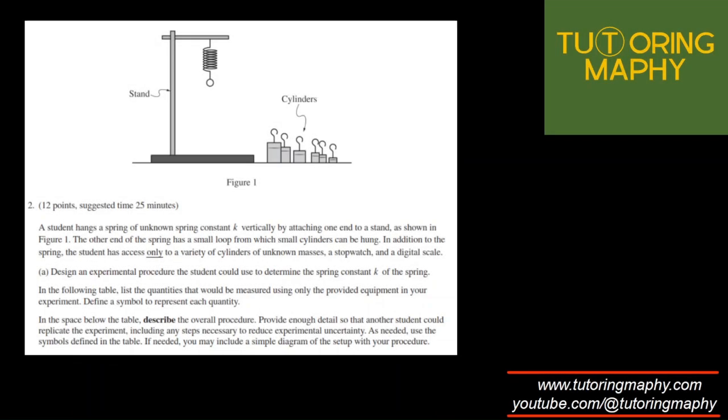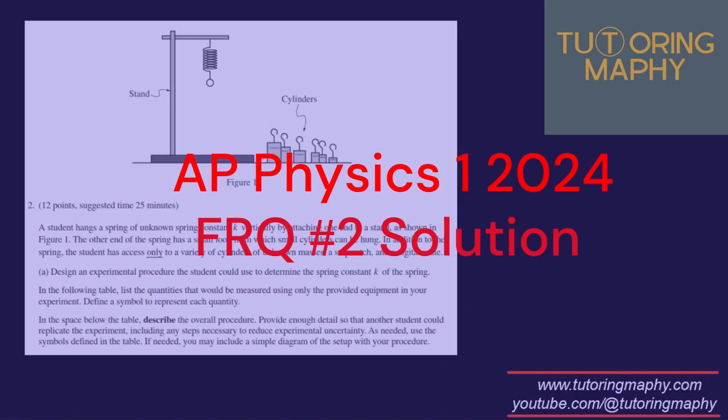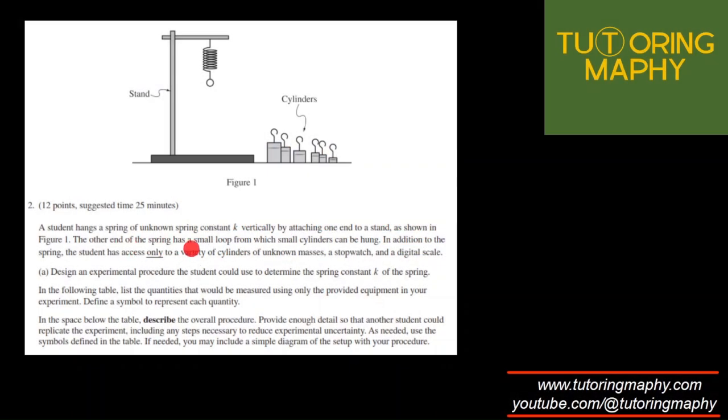All right, guys, question number 2, AP Physics 1 2024 actual exam. A student hangs a spring of unknown spring constant K vertically by attaching one end to a stem. The other end of the spring has a small loop from which small cylinders can be hung. In addition to the spring, the student has access only to a variety of cylinders of unknown mass, a stopwatch, and a digital scale. There's an experimental procedure the student could use to determine a spring constant K of the spring. Remember, the cylinders are of unknown masses, right?